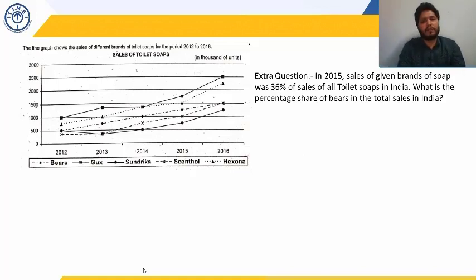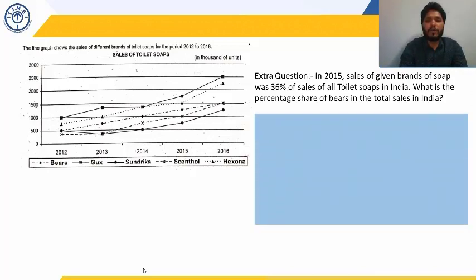We can do it by the previous method also: we calculate the totals, and if 36% of total sales in India is whatever the total comes out to be, then again we can do it for Beers and find the answer. But we are going to do this question by some other method. That's why I have taken this as an extra question. So let's see, can we do it directly?